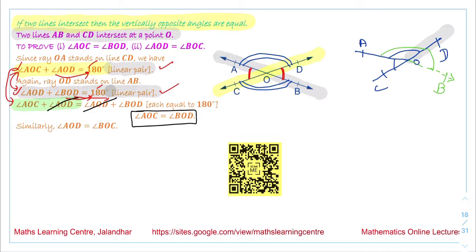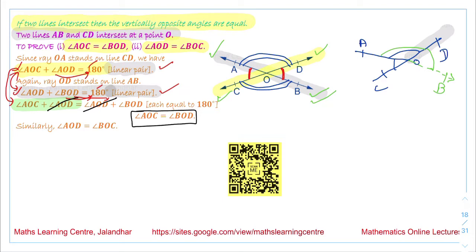Similarly, we have the two arms we are considering over here. First, we are saying this is the straight line, and we have considered this as the ray standing on this line. Similarly, if we consider that OC stands on AB and OB stands on CD, we can prove the second part, that is angle AOD is equal to what we have proved. We can prove that angle AOC is equal to angle BOD.